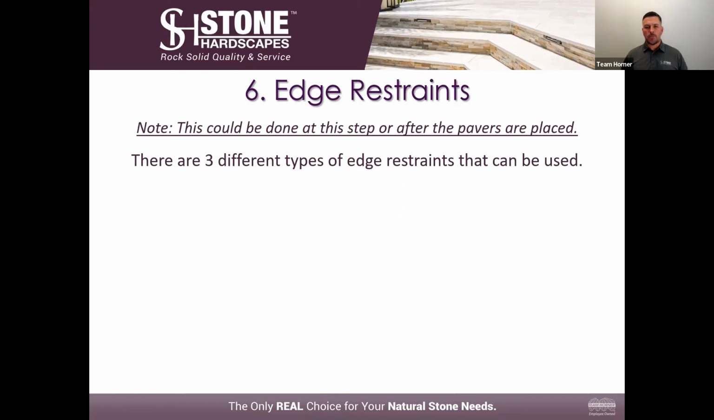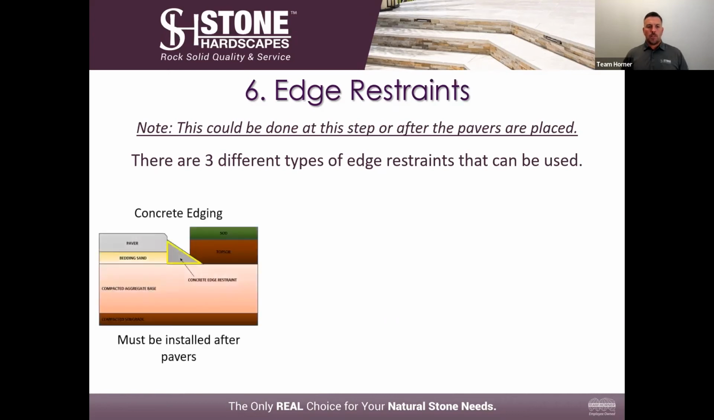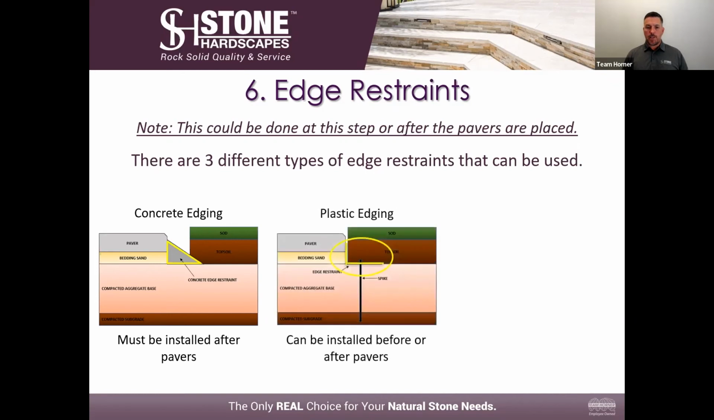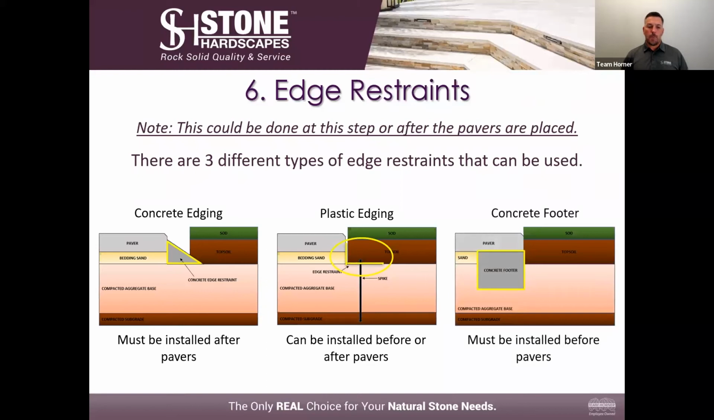There's really 3 types of restraints that are used in the industry today, and we'll talk about the 3 here. The first one is a concrete edging, and I've highlighted that. Now we'll look at these a little more in depth here in a second. The second is your plastic edging, and your third is a concrete footer. Now, the concrete edging must be done after the pavers are installed. The plastic edging can be done either before the pavers are installed or after, but the concrete footer has to be done prior to. There's advantages and disadvantages to both.